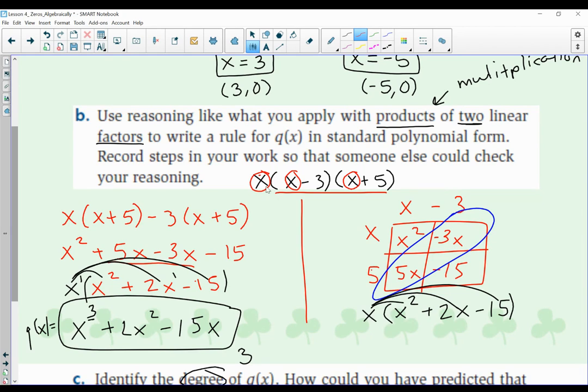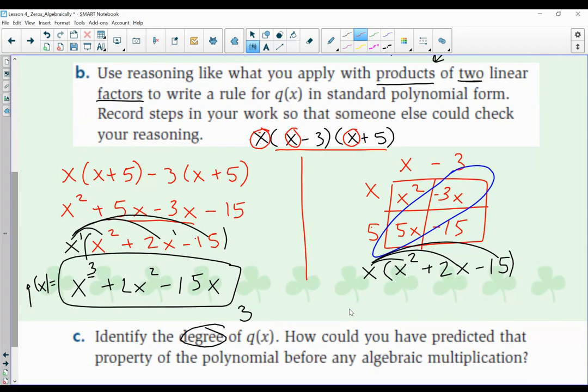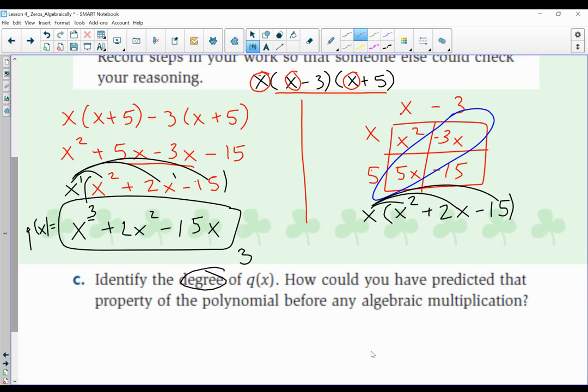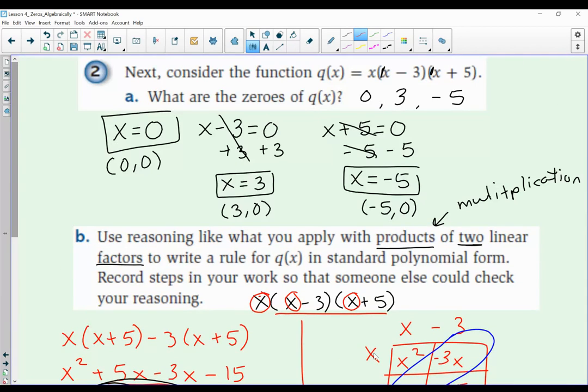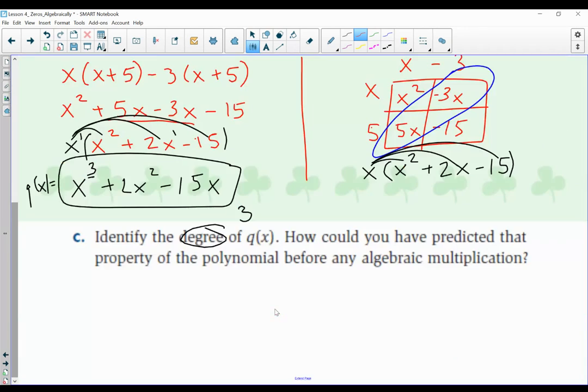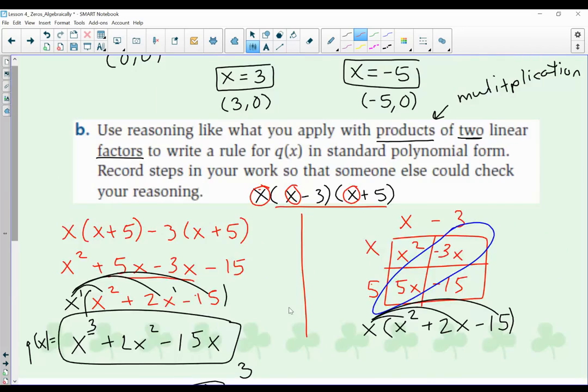So I could have predicted that the degree would have been 3 had I just counted the x's that I had from the beginning. 1, 2, 3. My degree is 3. Matches. So that is how I could have predicted it. So make sure you go back over this and try to do number 2, practice problem.